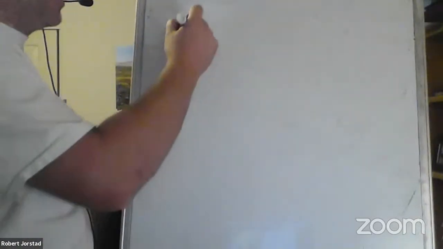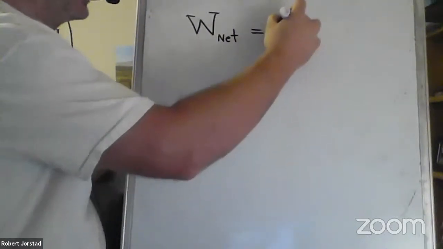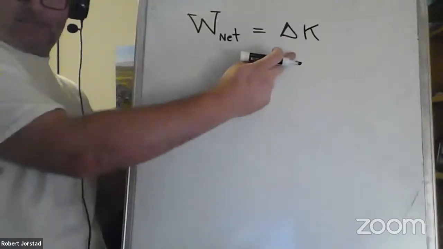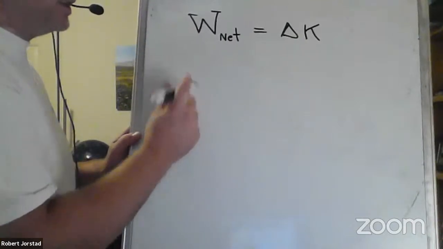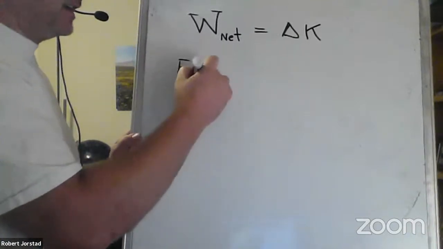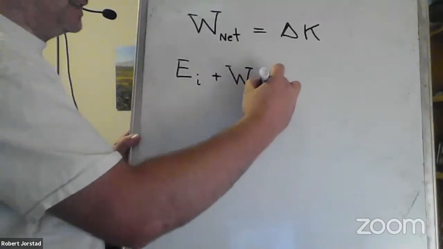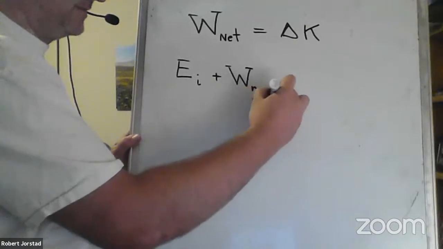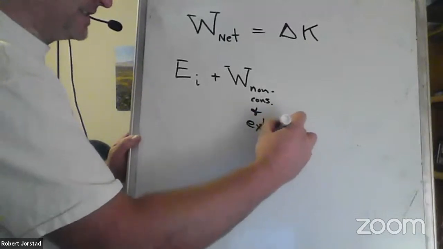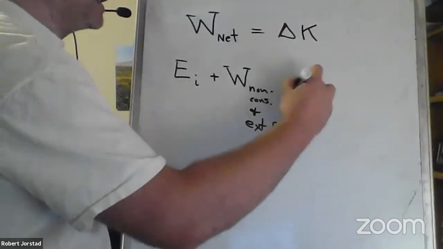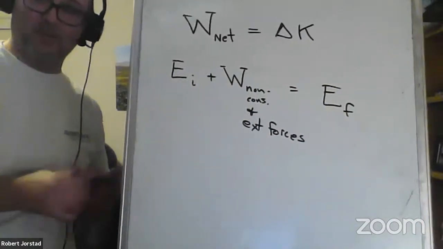So it turns out, previously, we said that the work net is equal to the change in kinetic energy only. This is called the work energy theorem. Now, what we could do is we could say E initial plus work done by non-conservative and external forces is equal to E final. Whoa, this looks like a long, painful thing, but it's actually not that bad.